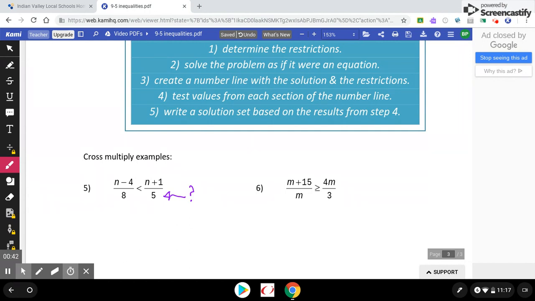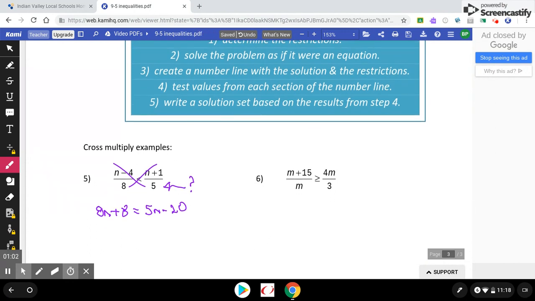And step 2 is to solve the problem as if it were an equation. So cross multiply. Here we go. I get 8n plus 8, little distributive property. I got 5n minus 20, a little more distributive property. Solve like normal. Let's see here.